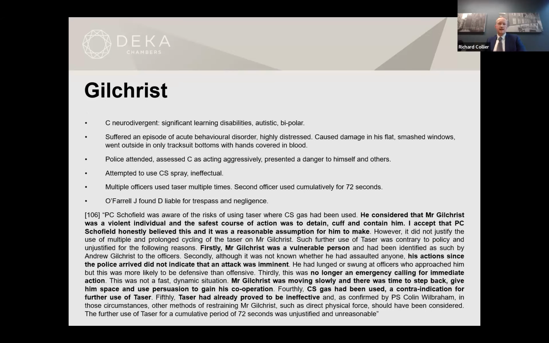Gilchrist, this is a High Court case. This, I think, sits on the other end of the spectrum where, with complete respect to the police force in that case, the first instance judge was correct to find that the police were liable. That case involved a middle-aged man who was autistic, bipolar, had significant learning disabilities, and essentially was having an episode of acute extreme dysregulation. He's very, very unwell.